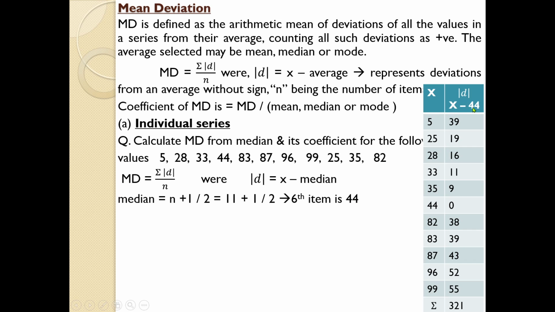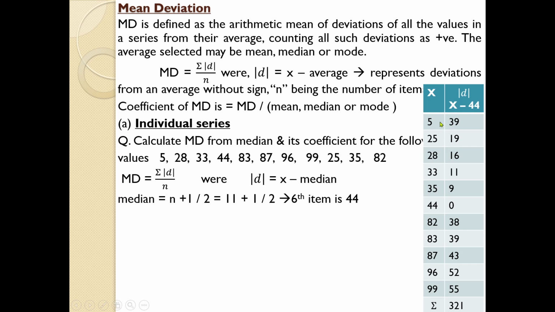So now that you have the median, you can find the value of d, that is x minus average. Average in this situation is median, so it is 44. You need to take the difference between each individual value of x and the median, that is 5 minus 44, 39. Remember, here it is given signless d. If you put two lines on both sides of the variable, it means signless. Signless means you need not worry about the plus or minus sign. It doesn't affect our computation. See, 5 minus 44 has to be minus 39. Since it is signless d, you have to write it as 39.